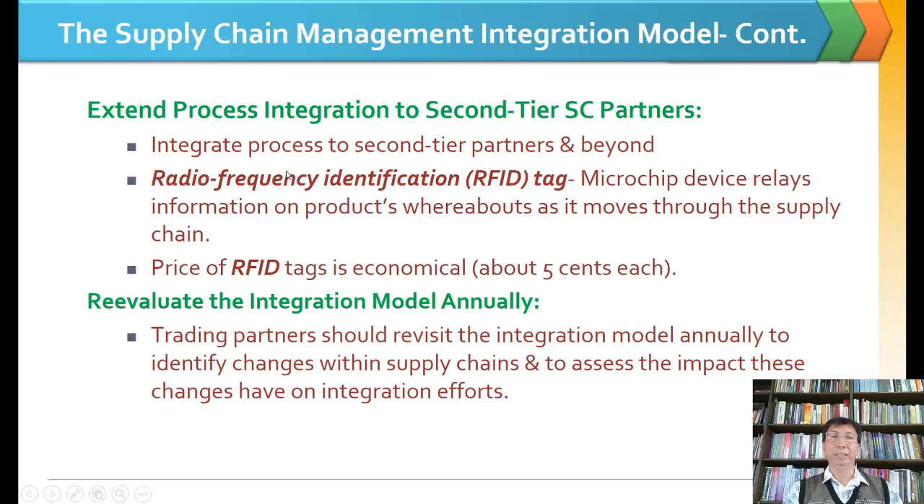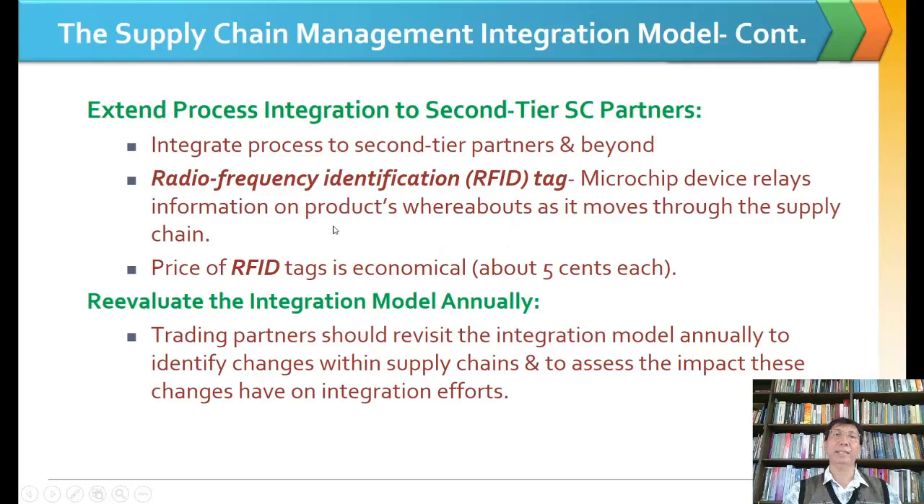To achieve this activity, it must use technology. Today, there is technology to extend the process integration. We call this radio frequency identification, or RFID tags. This is a microchip device that relays information about the product to the warehouse as it moves through the supply chain.